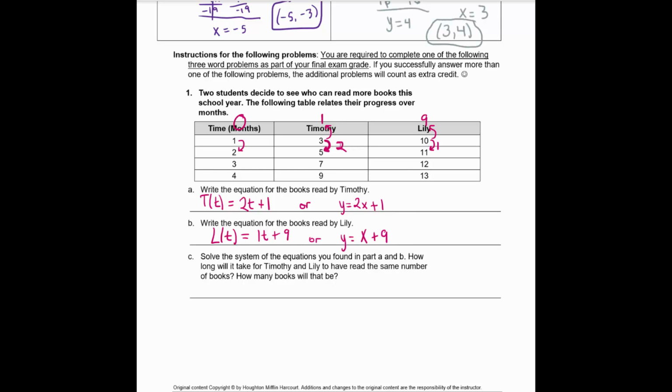Part C says, solve the system of equations you found in part A and B. How long will it take for Timothy and Lily to have read the same number of books, and how many books will that be? So to solve these systems, one of the easiest things to do is to actually set them equal to each other like this. Or you can subtract them. You can multiply one of them by a negative 1 and then add our equations together using elimination. It's totally up to you which you think is easier.